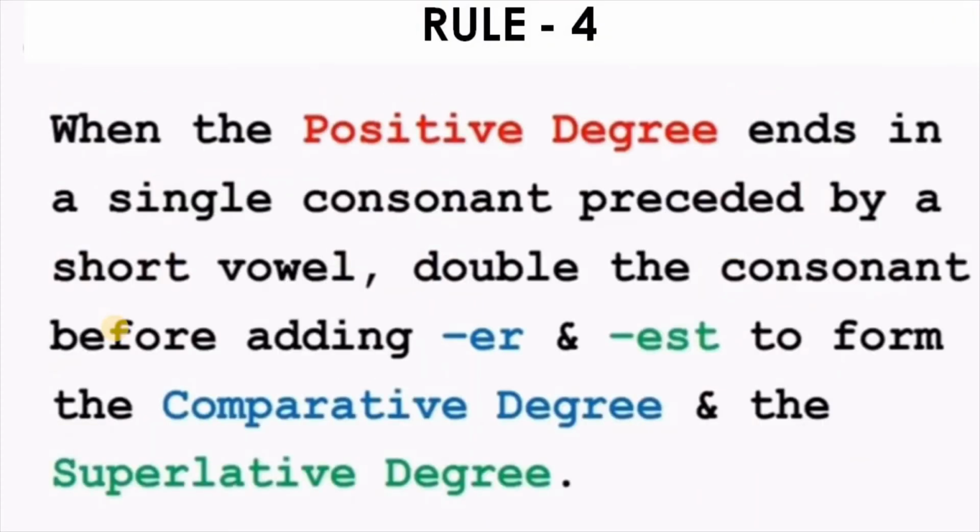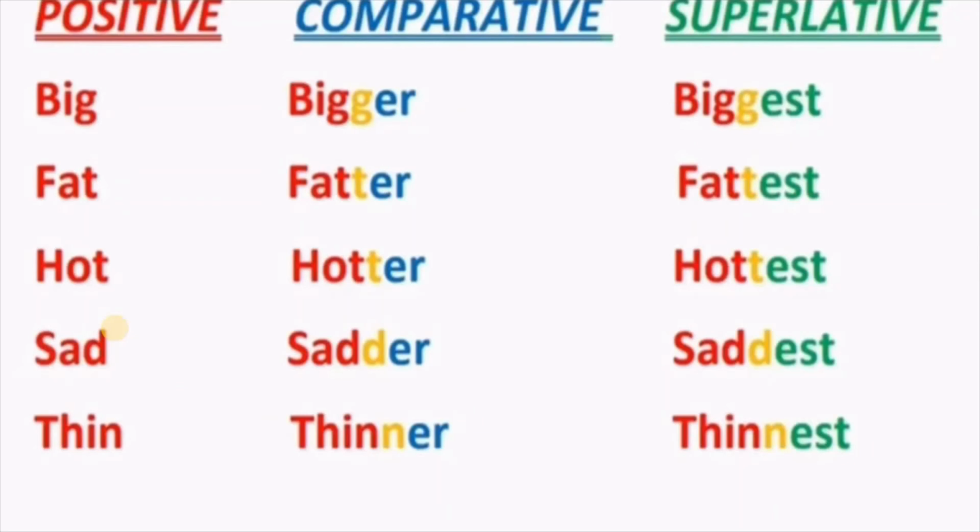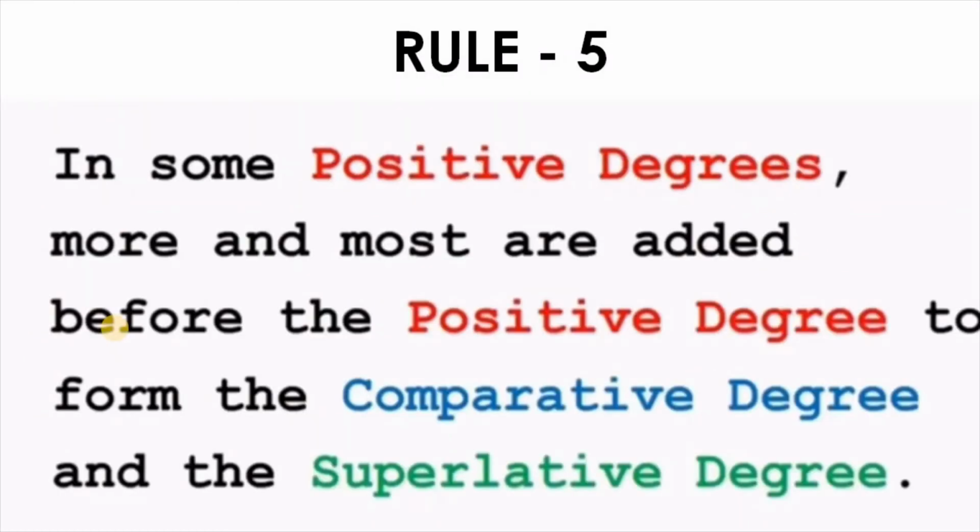Now let us see the rule number 4. When the positive degree ends in a single consonant preceded by a short vowel, double the consonant before adding ER and EST to form the comparative degree and the superlative degree. Examples, big, bigger, biggest. Fat, fatter, fattest. Hard, harder, hardest. Sad, sadder, saddest. Thin, thinner, thinnest.